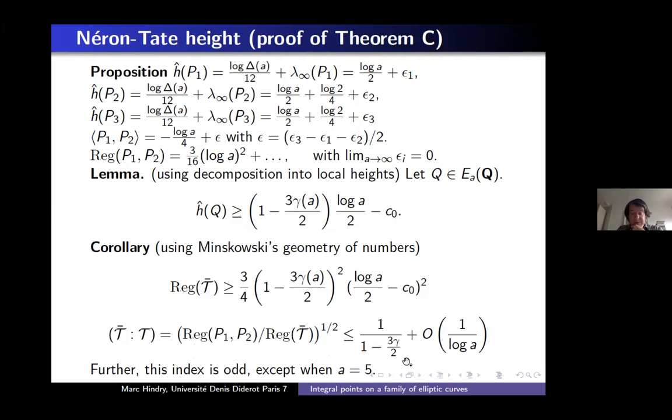Now suppose that gamma is 1/3. Then what it shows is that the index is smaller than 2 plus a very small quantity.